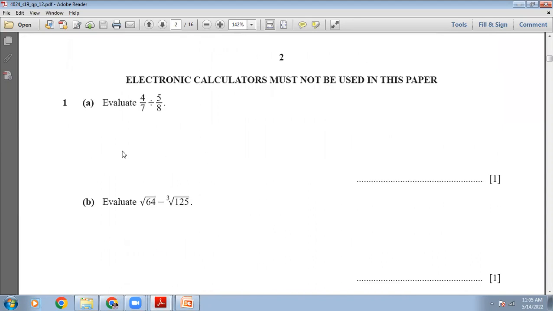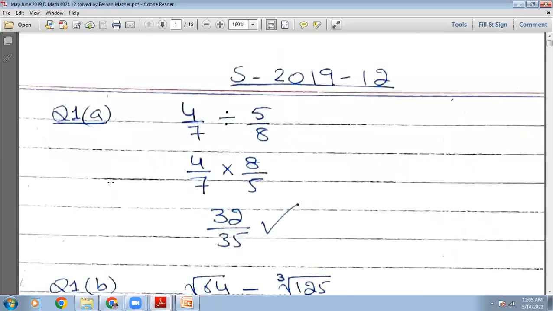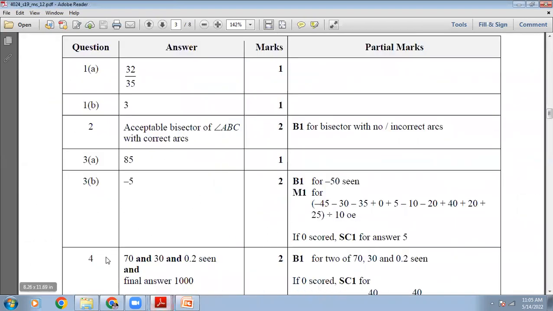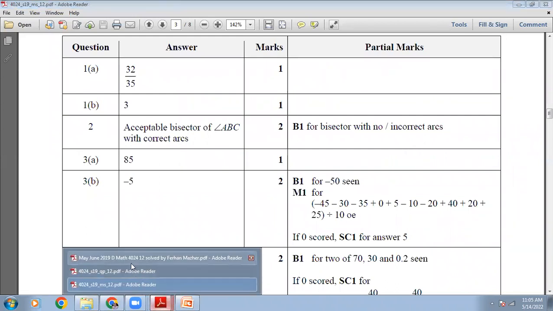Okay, so the first question coming up on your screen is 4/7 divided by 5/8. So there are two fractions which are dividing with each other. So what we will do, we will convert that divide sign into multiply sign, and the fraction right after the division sign will flip, that will reciprocate. So you will have 4/7 multiply 8/5, and the numerator will multiply with the numerator, the denominator will multiply with the denominator. So 32/35, and let's have a look at the marking scheme. 32/35 is the right answer, sir.